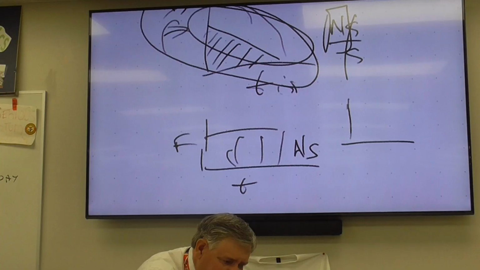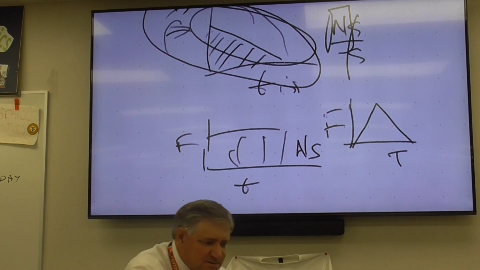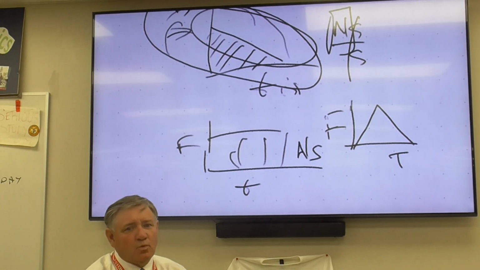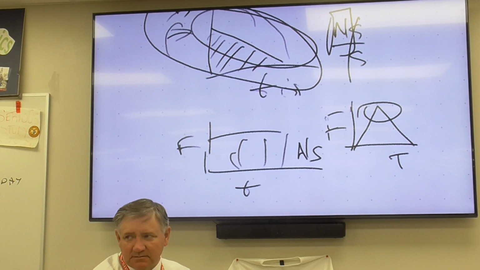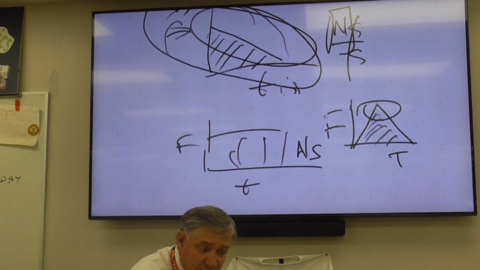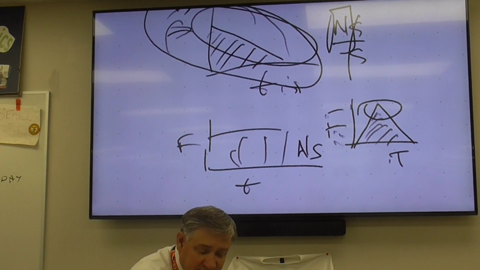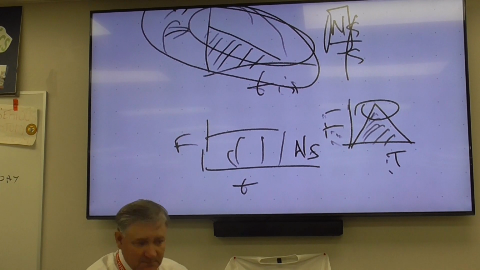If I gave you a force time graph that looked like this, what can you find at that peak? F max. Is it still true that the area underneath this force time graph represents change in momentum? Yes.